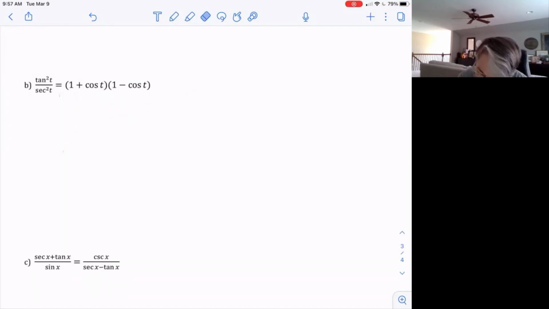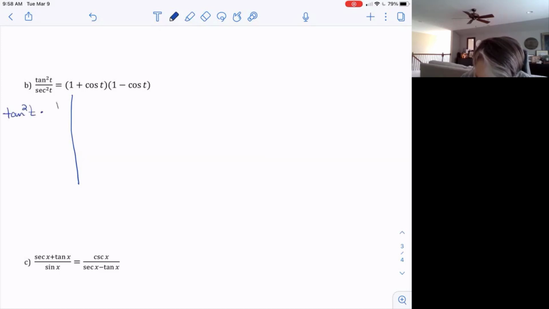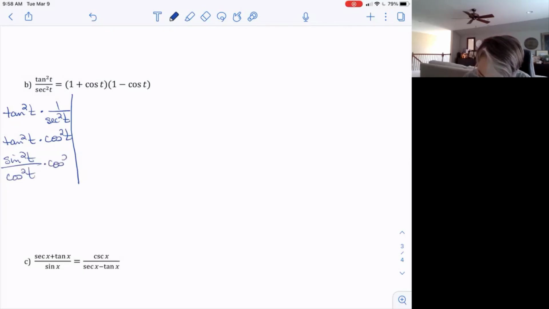So if we're working on the left-hand side, we've got the tangent squared of t divided by secant t. So we can write this as tangent squared t times the reciprocal, or 1 over secant squared t. Well, remember, secant is the reciprocal of cosine. So this is tangent squared t times cosine squared t. Tangent squared t is a ratio of sine squared t over cosine squared t. So this just gives us sine squared t.